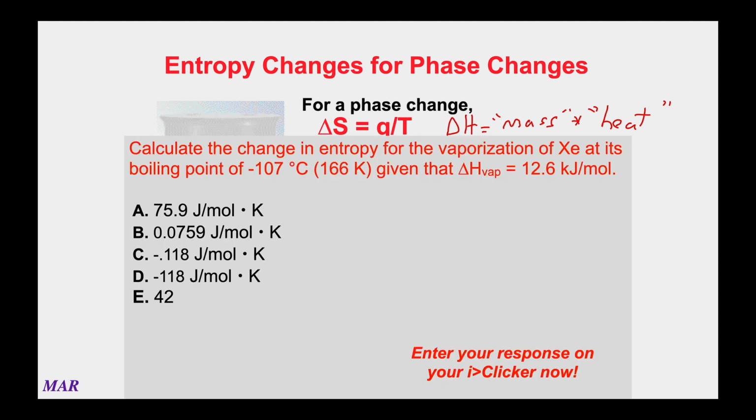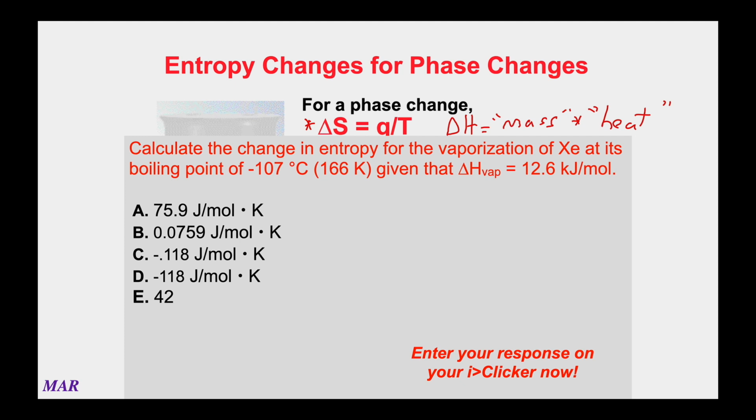Let's calculate the change in entropy for the vaporization of xenon at its boiling point of minus 107 degrees Celsius, which is 166 Kelvin. Remember, to go from Celsius to Kelvin, you add 273.15. And it's given that delta H vaporization, the heat of vaporization, hint, hint, is 12.6 kilojoules per mole. Okay, so to figure out the entropy change for a vaporization, for a phase change, i.e. going from liquid to gaseous xenon, delta S equals Q over T.